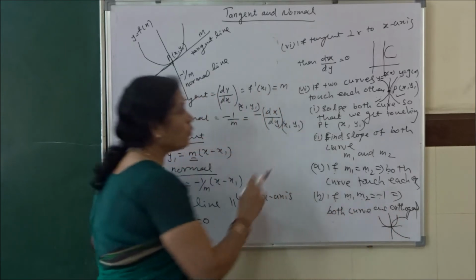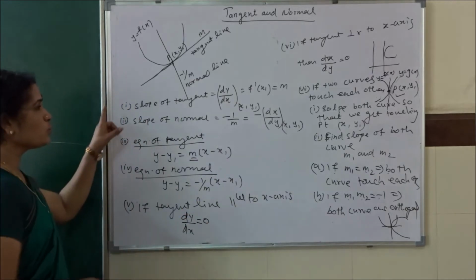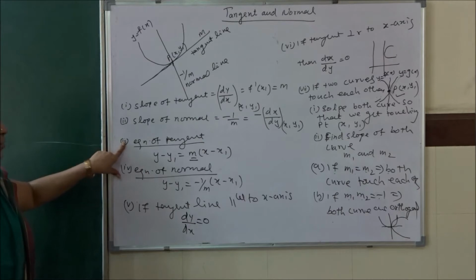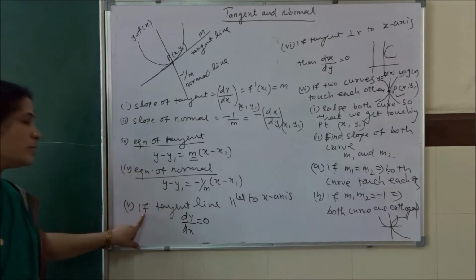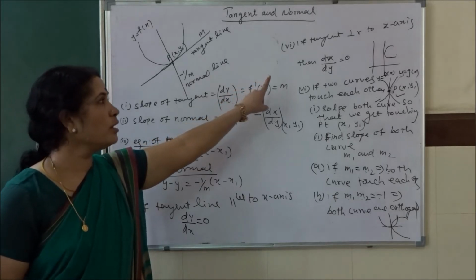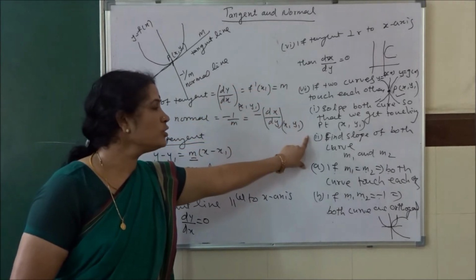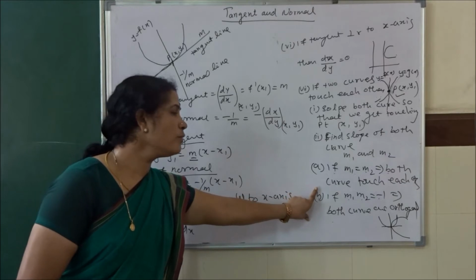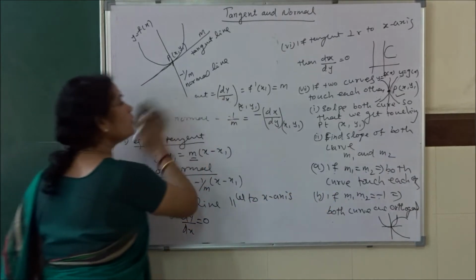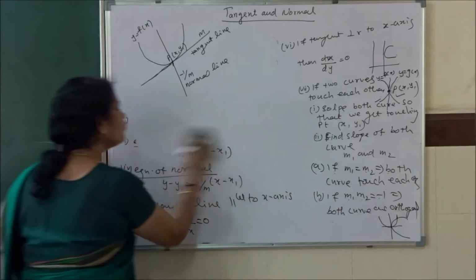Clear to you? So now again we have so many formulas. So what we have seen? Slope of tangent, slope of normal, equation of tangent, equation of normal. If the tangent line is parallel to the x-axis, if the tangent line is perpendicular to the x-axis, if two curves touch each other, what do we have to do? If two curves cut orthogonally, what do we have to do? That we have seen. Now we have one or two more formulae.